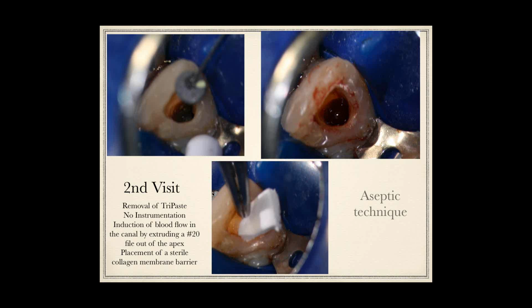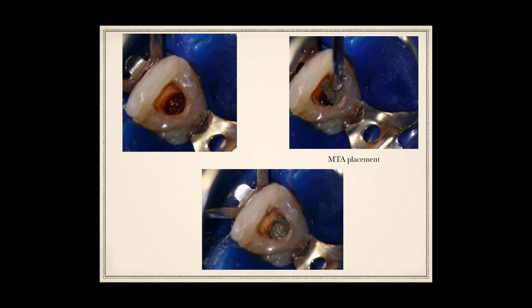And once I have bleeding coming up to 3 or 4 millimeters more apically to the CEJ, then I want to create a blood clot at this level. So there's a couple of ways to do it. I prefer doing it by placing a collagen membrane, you can see it right here, following an aseptic way, as aseptically as possible. So once the collagen membrane comes in contact with the blood, it forms a blood clot.